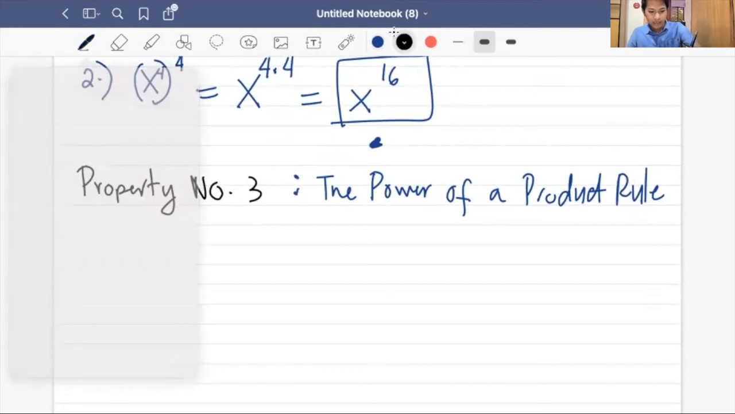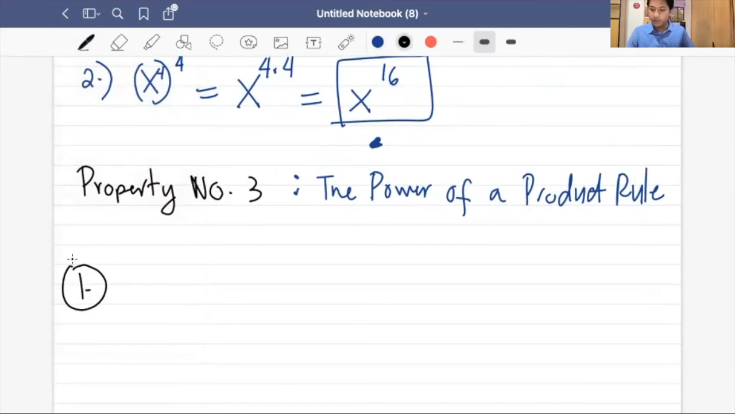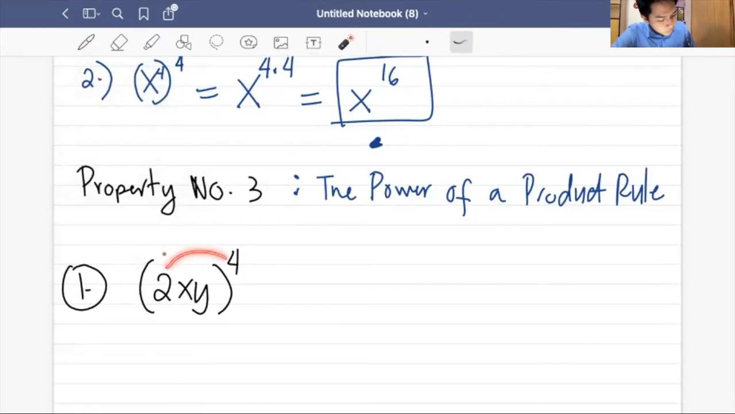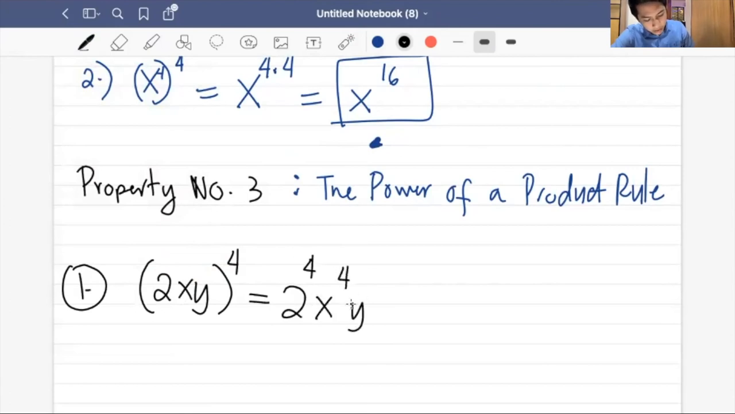Let's just investigate first. We have, for example, number 1 for property number 3, say 2, the quantity of 2xy to the fourth. So the power of the product rule just says that we're going to distribute this 4 to all the variables and constants in a term, right? So in this case, this is just equal to 2 to the fourth, x to the fourth, and y to the fourth. Again, just distributed it here.